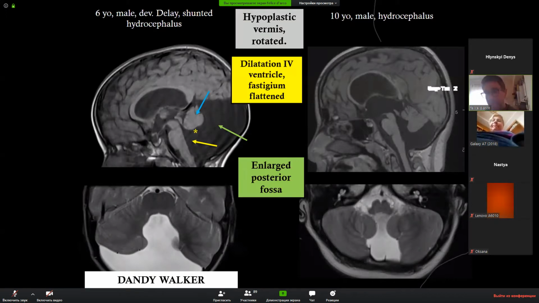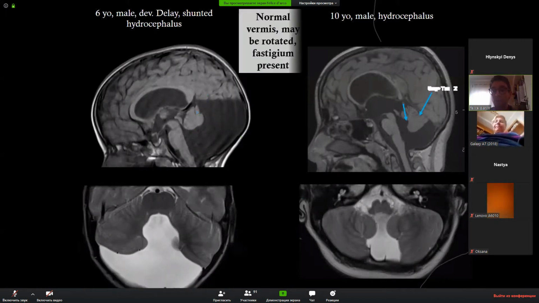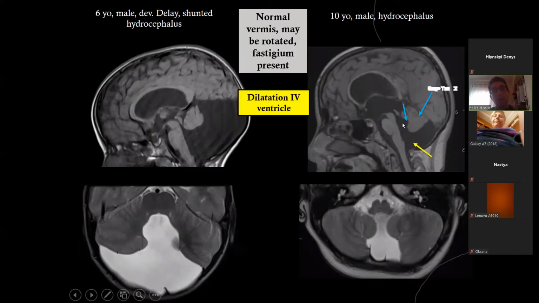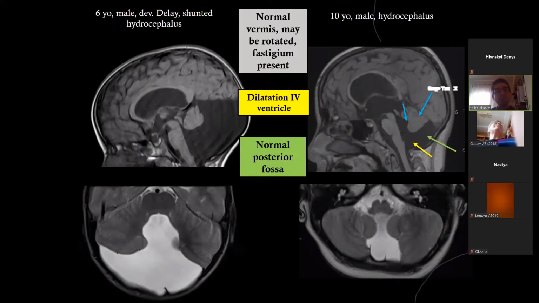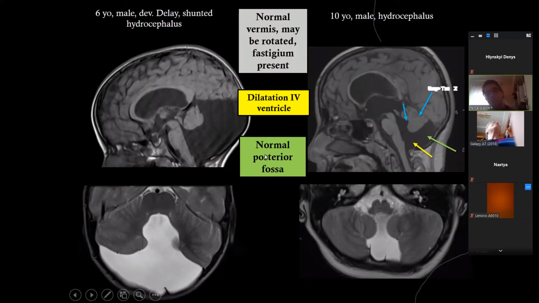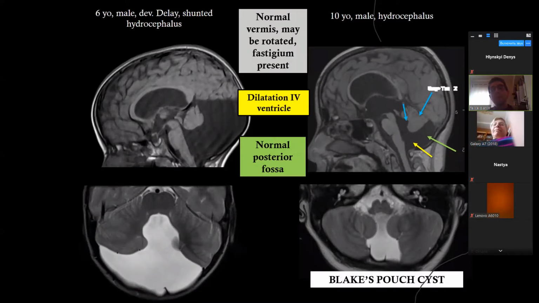Now, this other case is not a Dandy-Walker malformation. What we have is that the vermis is normal in size, maybe a bit rotated. There is a bit of enlargement of the inferior part of the fourth ventricle, but the fastigium is present and acute. So it's normal at the midpoint of the fourth ventricle and is acute. The fourth ventricle is dilated in this case, and the posterior fossa has a normal size. Look at the size of the posterior fossa here. Now, this is the definition of Blake pouch cyst.